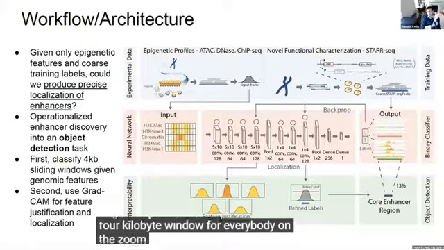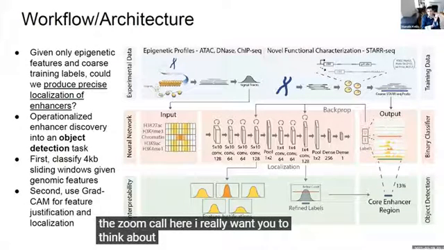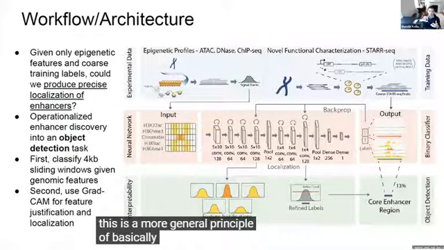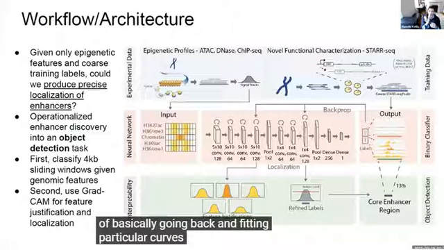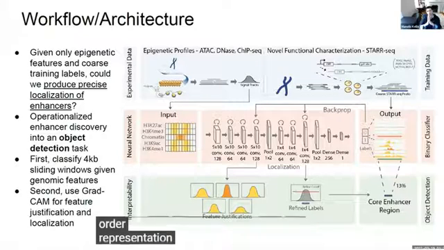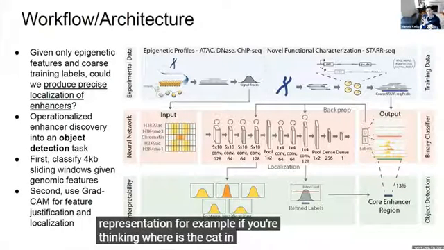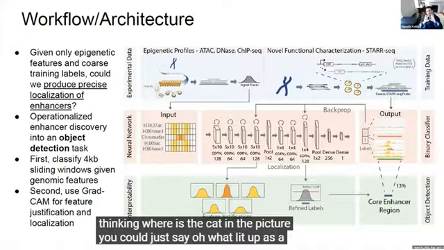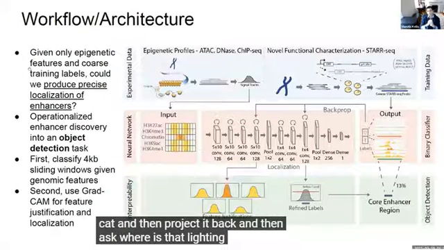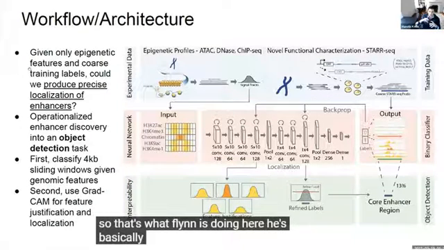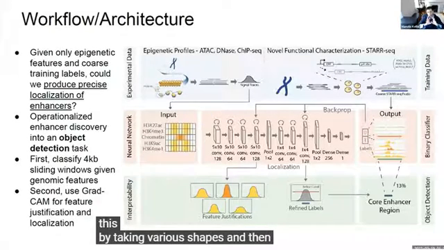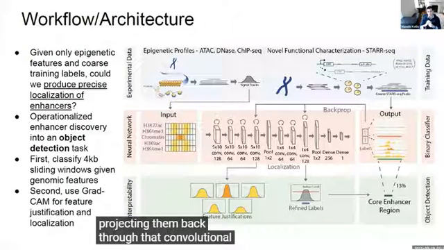For everybody on the Zoom call here, I really want you to think about not just this particular example, but this as a more general principle of going back and fitting particular curves in these contiguous signals to then have a higher order representation. For example, if you're thinking, where is the cat in the picture? You could just say, oh, what lit up as a cat, or you can take a shape of a cat and then project it back and then ask, where is that lighting up? So that's what Flynn is doing here. He's going back and reinterpreting this by taking various shapes and then projecting them back through that convolutional network.